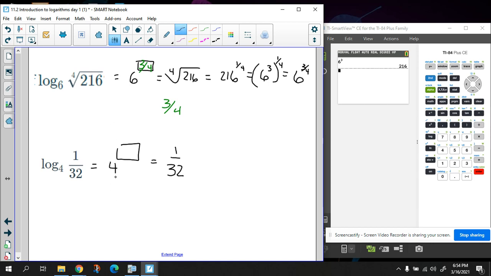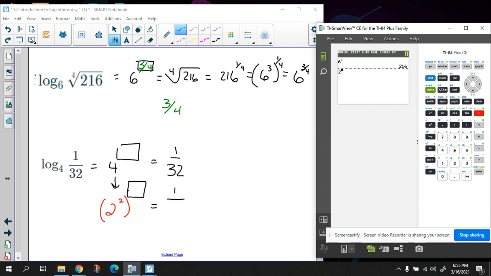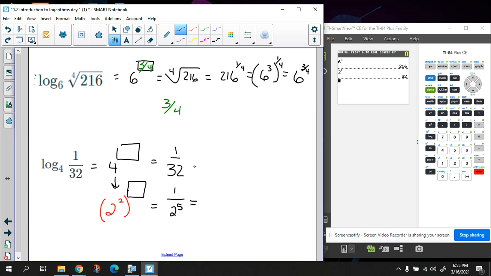Since I'm unable to write this number, 32, as 4 to some power, I'm going to try something different. Let's change this one and call this 2 squared to some power. Why would I want to do that? Because 32 is 2 raised up to the 5th power. And you can always test it out, 2 to the 4th, 2 to the 5th, till you find it. So now I can write 32 as 2 to the 5th power. 1/2 to the 5th power is the same as this. Now I can do 2 to the negative 5th.